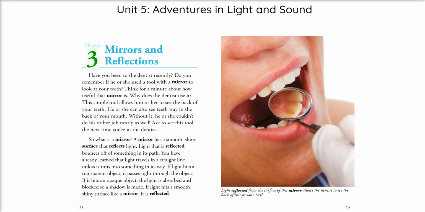Chapter 3: Mirrors and Reflections. Have you been to the dentist recently? Do you remember if he or she used a tool with a mirror to look at your teeth? Think for a minute about how useful that mirror is. Why does the dentist use it?